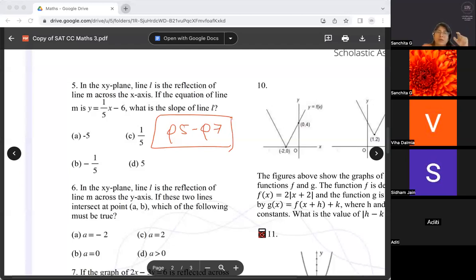Y coordinate. Y will change, right? Yes. Now y is changing in the reflection. So in this entire equation, my y will become negative y. Yes, ma'am. Y will become negative y. Now just try to find the slope.